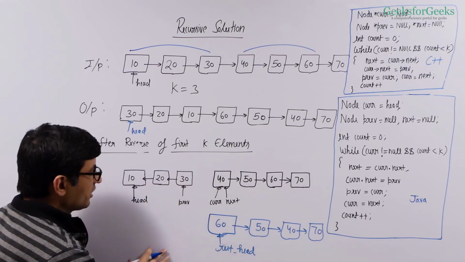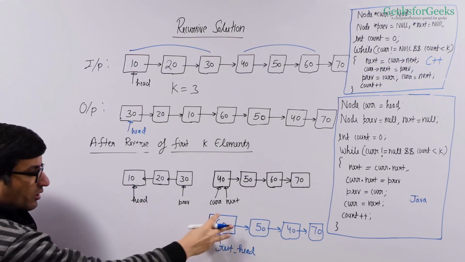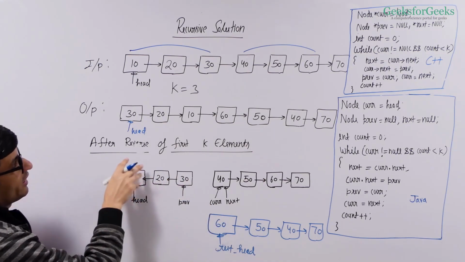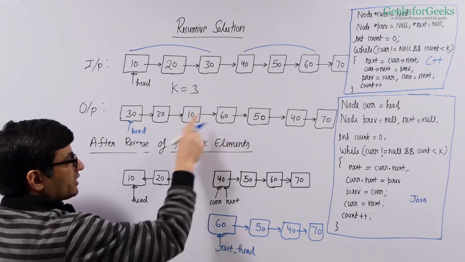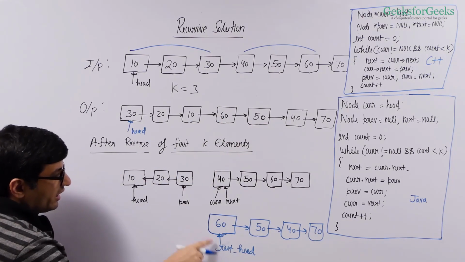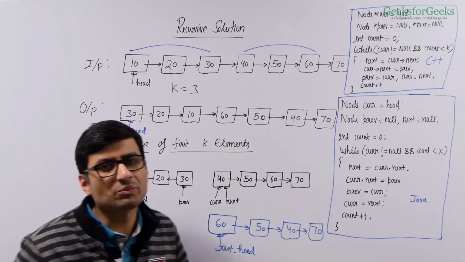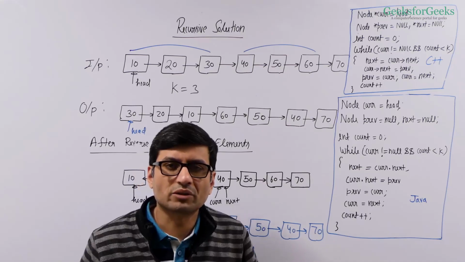This is sure. Now how do we connect these nodes? This node should come after this node, right? You can notice 10's next is 60. So we are going to make head's next as rest head, and then we are going to return previous as the new head, and our task is done. Now please pause this video and try to write down the complete code.